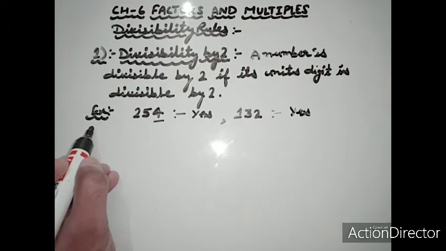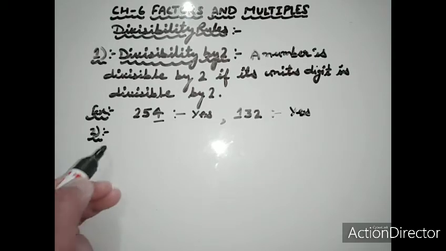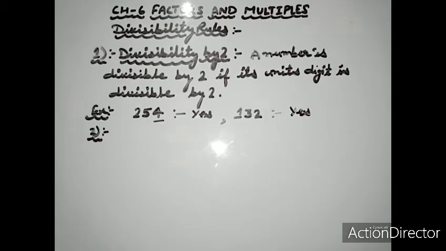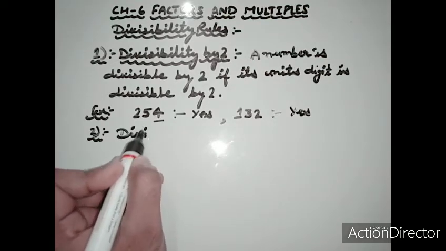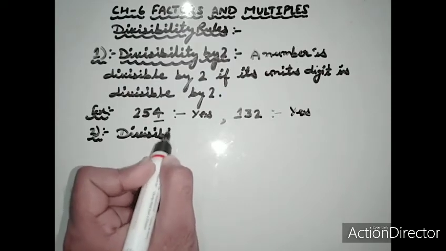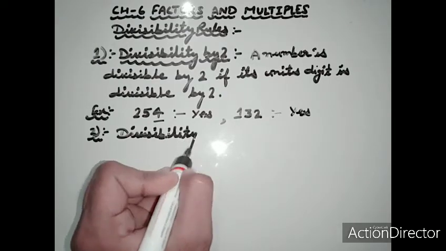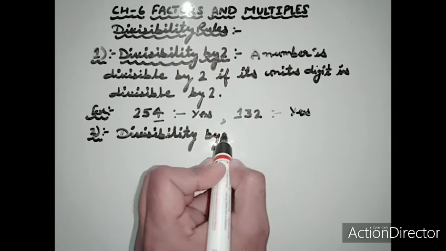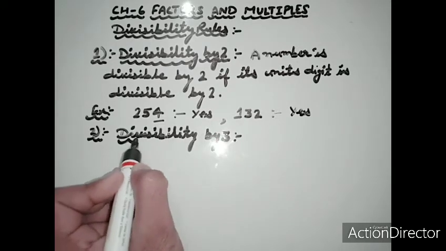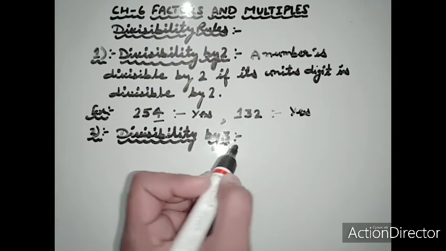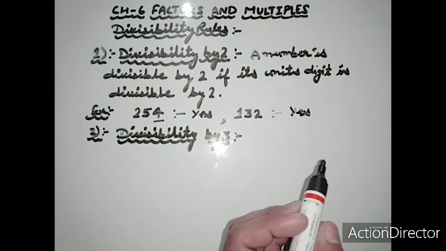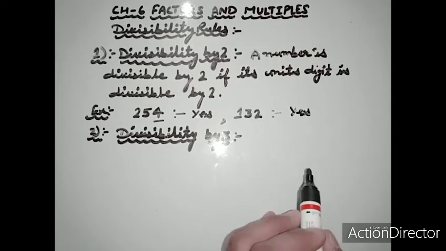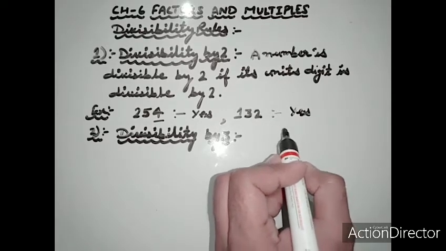Now here we take the next rule, and this rule is related to 3, right? Divisibility by 3. So the divisibility rule of 3 says that a number is divisible by 3 if the sum of its digits is divisible by 3, right? So here we write the definition.